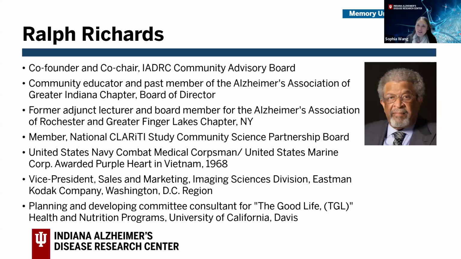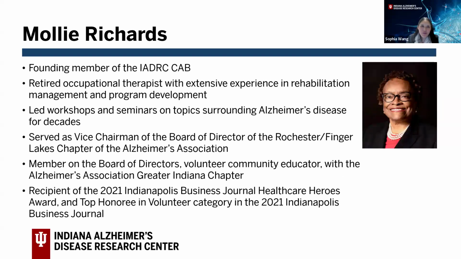I'm going to let Ralph tell you a little more about his experience, but he's a highly recognized Purple Heart veteran. He is advising two other studies, as well as the Clarity study, which some of you may be familiar with, looking at multi-etiology dementia, as well as a DoD grant for the Good Life. He has been a long-time passionate Alzheimer's Association educator. And Molly is also part of our founding CAB. She is a retired occupational therapist, served as vice chair for the board of directors up in Rochester for the Alzheimer's Association, and has also been recognized along with Ralph for her volunteer work in Indianapolis, as well as national level awards.